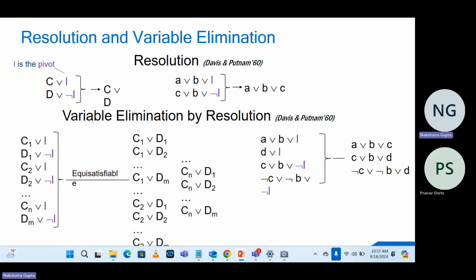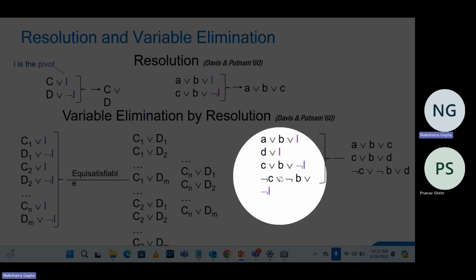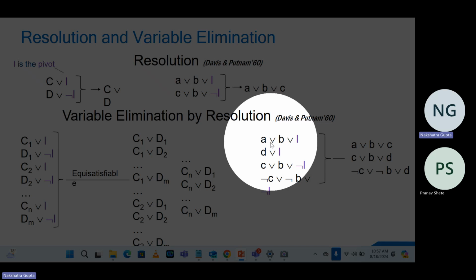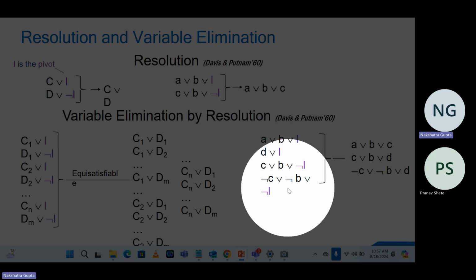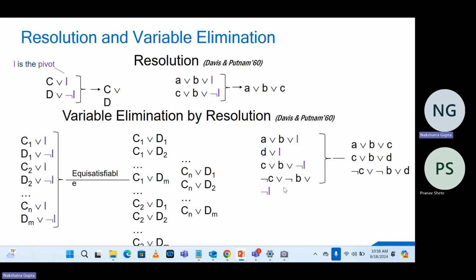Now this is a demonstration of variable elimination on a real example. So we eliminate it, we resolve all the clauses, and there is only one tautology. If there is a tautology, you don't need to write it down, you don't need to keep it. So here, if you resolve the first clause with the third one, you get A, B, or C as a clause. And then if you resolve the first one with the fourth one, you get a tautology because B appears positive here and negative here. So we don't need all of this, and we just keep this.